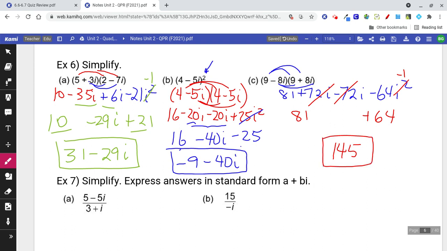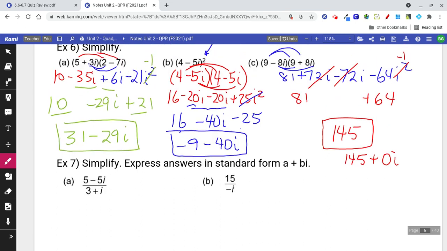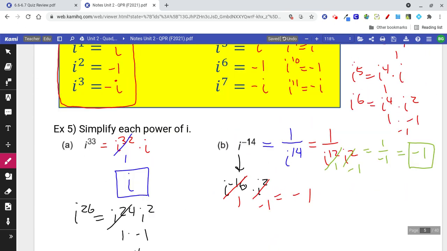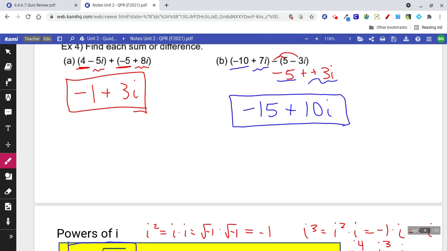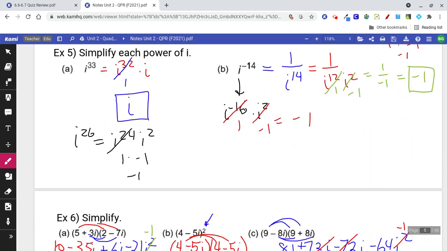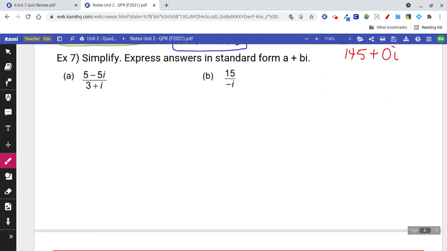So that's still a complex number. It's just all real. You don't have an imaginary part. So if you had to write it as a complex number in standard form, you could think about that as 145 is your real part and 0 is your imaginary part. Now, number 6 was multiplication. I want to go back real quick and look at number 4. Look at how much easier number 4 was when we added or we subtracted. Don't get confused and make sure you pay attention to whether the problem is saying add or subtract or multiply. Very important, very common mistake that people make.